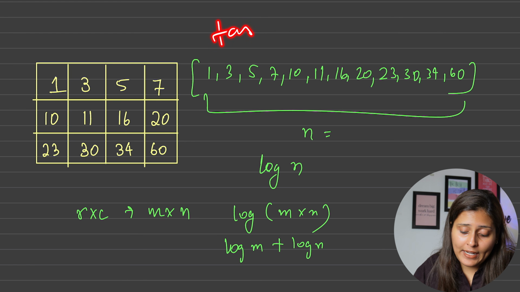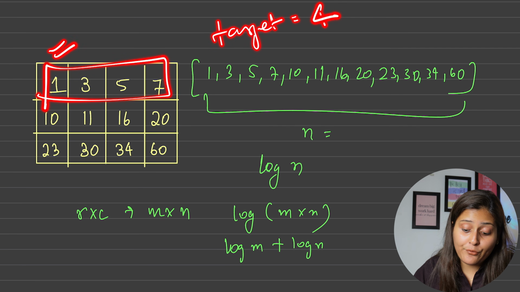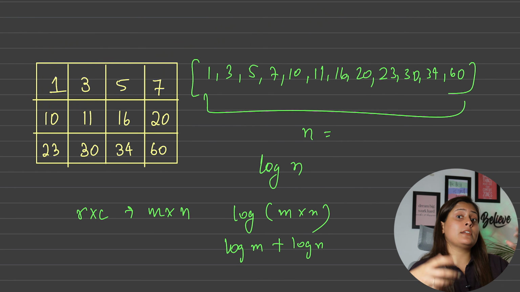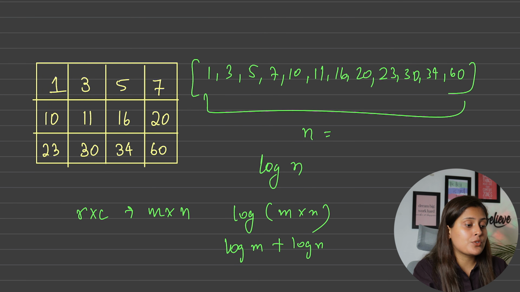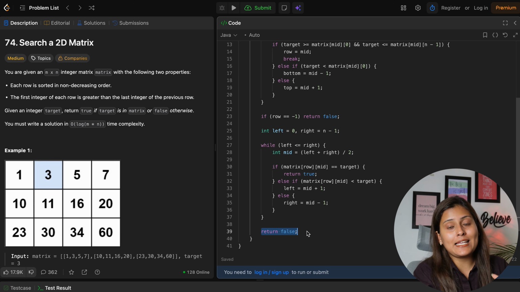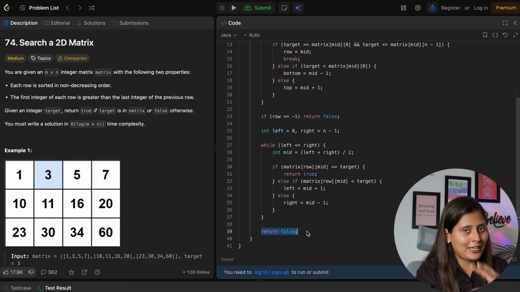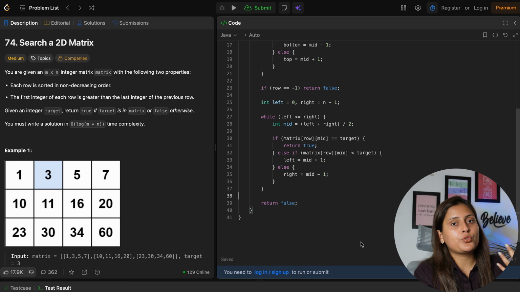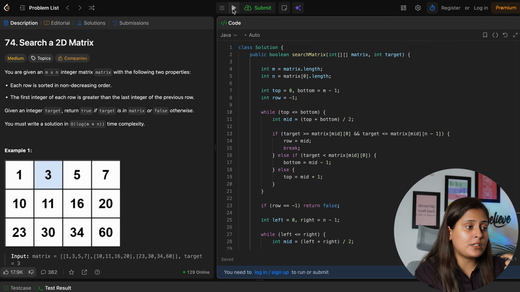Suppose we have to find the target equal to 4. Even if we have found the valid row, 4 can lie from 1 to 7, but you can see 4 is not here. So the second binary search cannot give you true also. So if you are outside this loop, you can say yes, you have not found the value even if you found the valid row, so you can return false there. So this is your Java code.